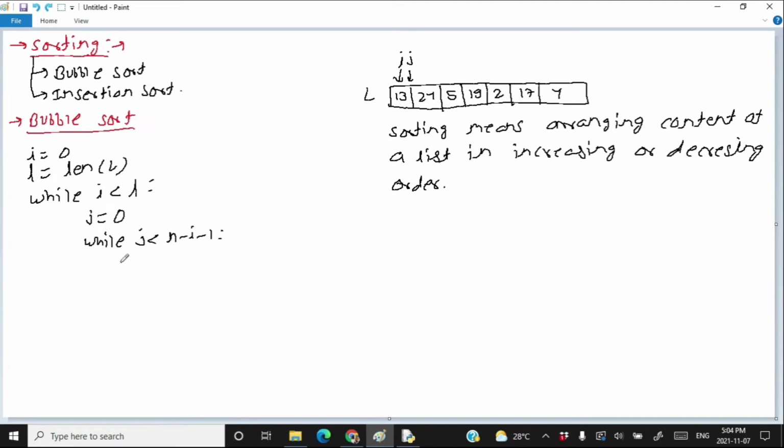Now what you have to check here is if L[j] is greater than L[j+1]. Wherever j is, is it more than the next content of L? If it is so, then swap the numbers. Write L[j], L[j+1] = L[j+1], L[j].